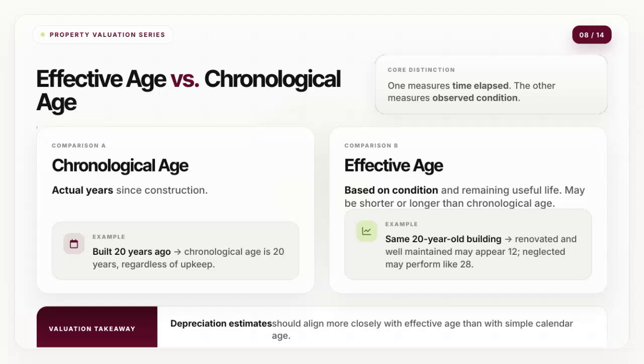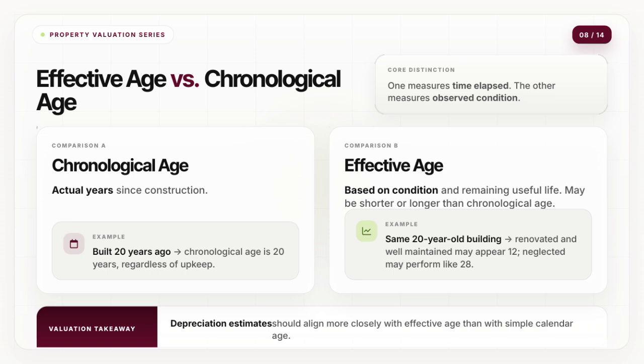Let's talk about the difference between effective age and chronological age, which is a core distinction in property valuation. Chronological age is simply the actual number of years since the property was built. For example, if a building was constructed 20 years ago, its chronological age is 20 years regardless of how well it has been maintained. On the other hand, effective age takes into account the property's condition and its remaining useful life. This means effective age could be shorter or longer than the chronological age.